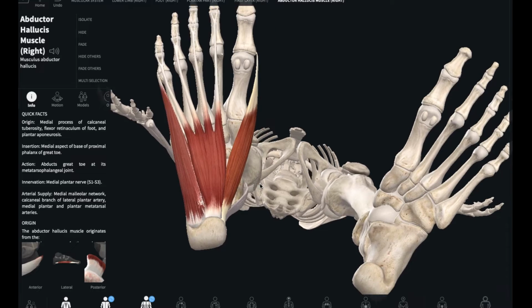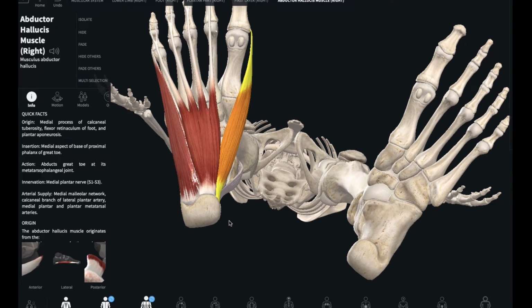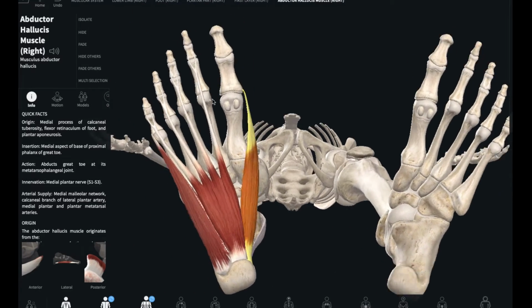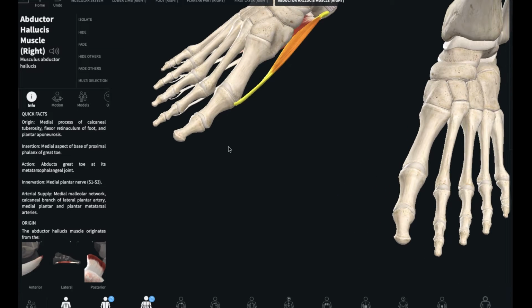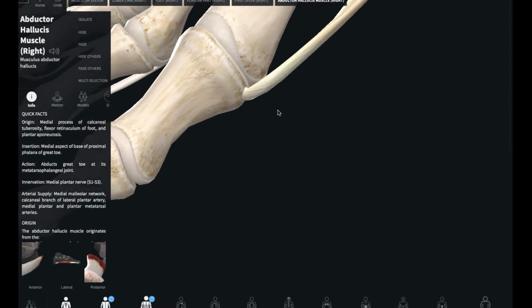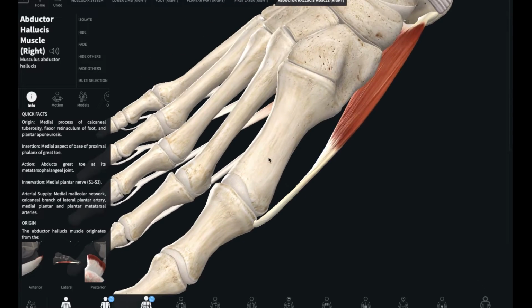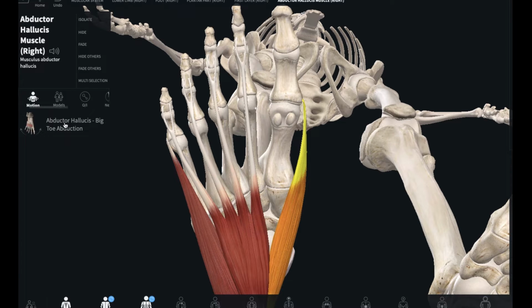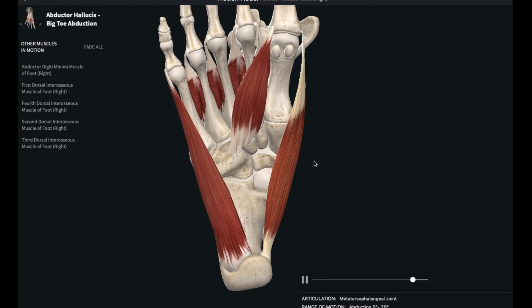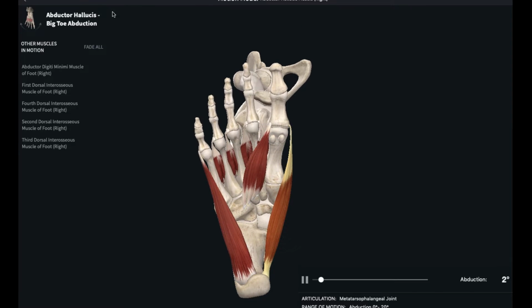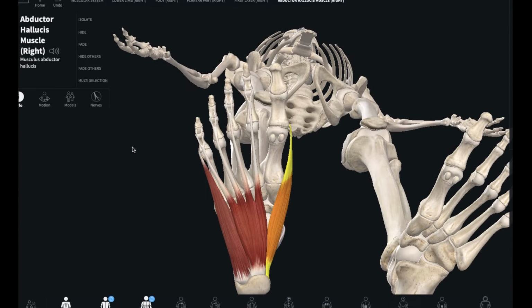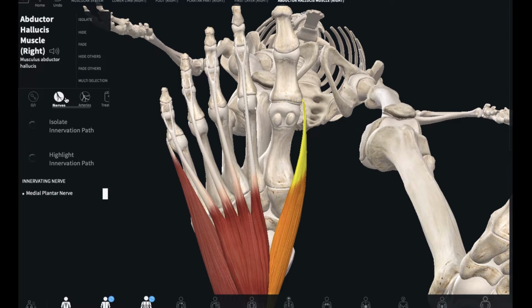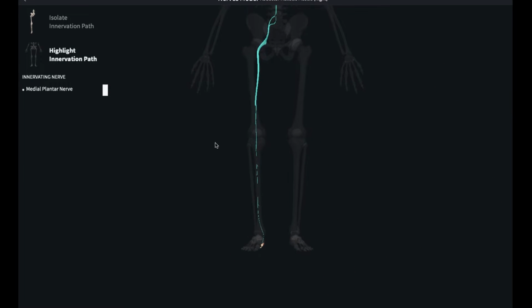Now, yes, the origin is the calcaneal tuberosity, flexor retinaculum, plantar aponeurosis, and it inserts into the base of the proximal phalanx of the first digit. Okay, so let's just see what it does in the action. Okay, kind of got the idea. Want to just double check the nerves. Medial plantar nerve. Okay.